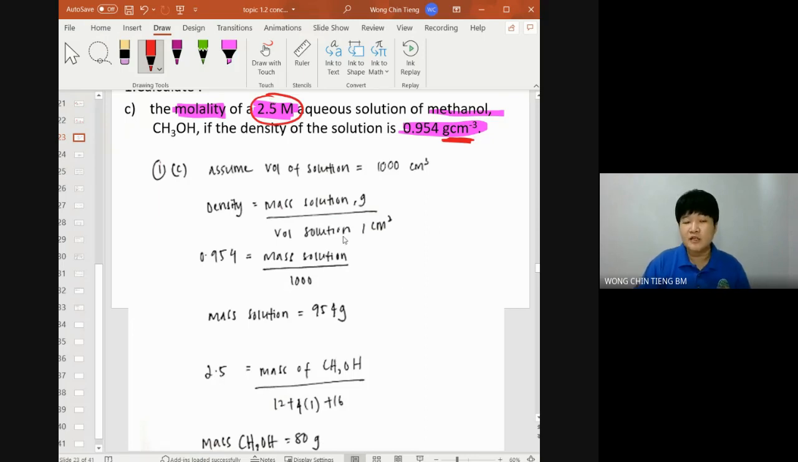Okay, your friend started off straight away with the volume of solution, 1000 centimeter cube. Anyone who did not assume the volume of solution, or who assumed another volume of solution value, should get the same answer. Let's see. Density given 0.945, formula, 1 mark. Substitute the value you assumed with the density value given, to get the mass of solution, 1 mark.